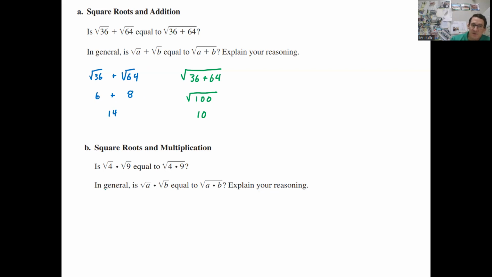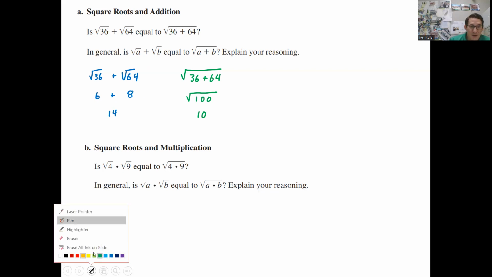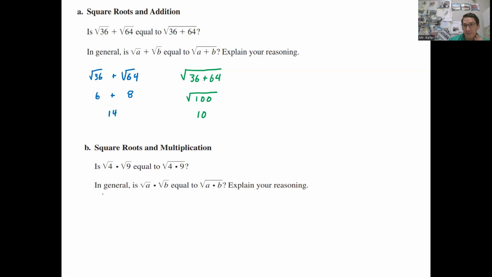All right. But let's look at multiplying. We have the multiplication. Let's do that first one. The square root of 4 times the square root of 9. The square root of 4 is 2. The square root of 9 is 3. 2 times 3 is 6.